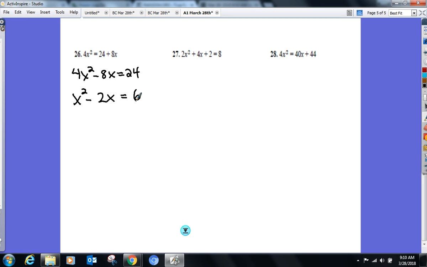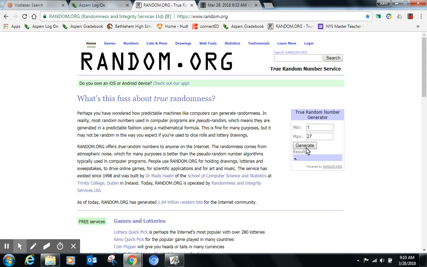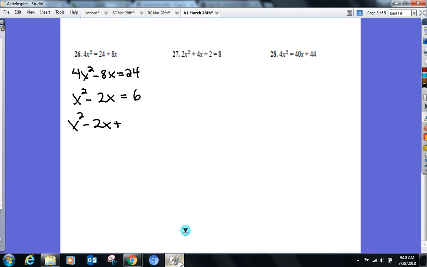Can I leave you guys to go on your own, or do you want to finish this one together? Finish this one? Okay, here you go. x squared minus 2x, what's my new c value to complete the square? What's my new c value? 1, nice job. Which means I have to add 1 to the other side. Don't forget about that. Okay, something equal to 7. Factor if you need to.